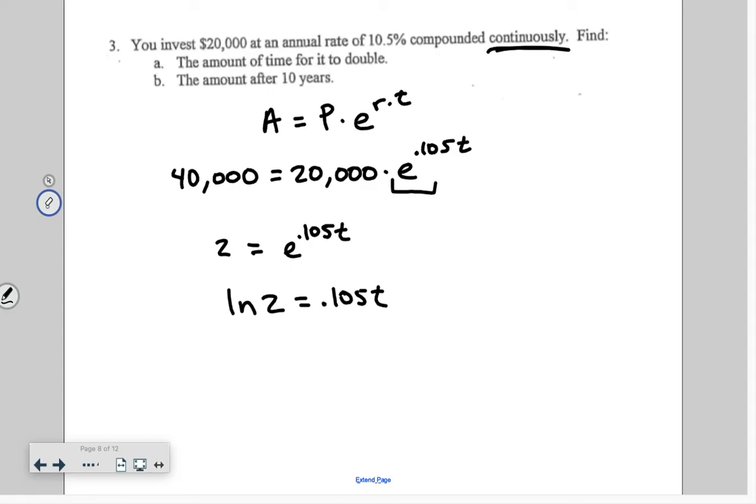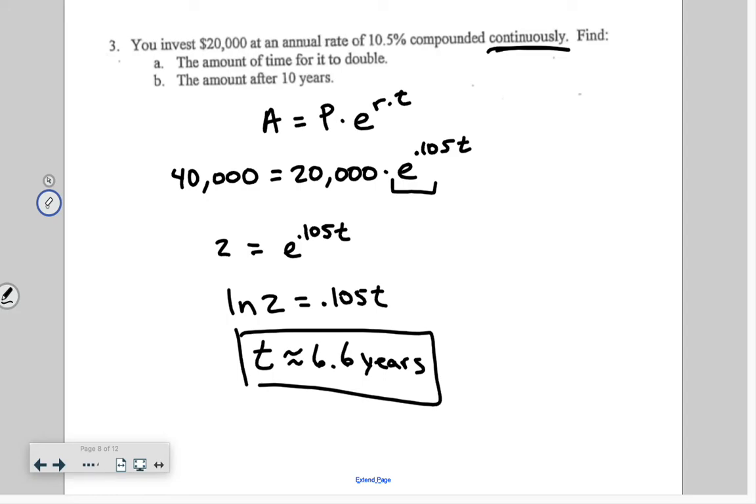Now you're ready for the calculator. Natural log of 2, type it in, and then divide by that 0.105. The rest of it's a calculator problem. If you do that one, you should end up with t equaling approximately 6.6 years. So in this scenario, that $20,000 would become $40,000 after a little more than 6.5 years.